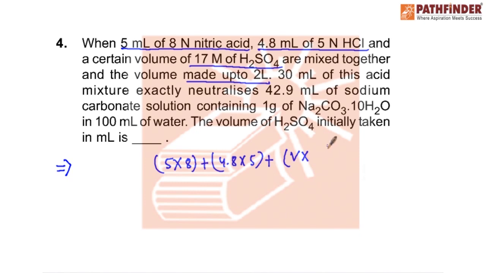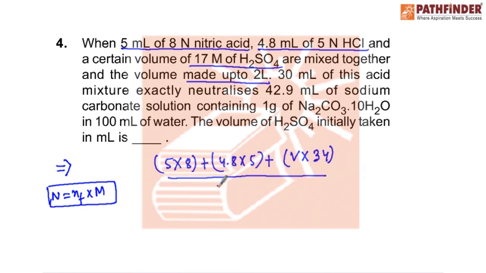Now see, we are taking the concentrations in normality, but the concentration of sulfuric acid is given in molarity, so you will just convert it into normality. So how can we do that? As you all know, normality is equal to n factor times molarity. The n factor for sulfuric acid, as we just showed, is 2, so it will be 34. Now we have added the V1N1 terms. Now the total volume of the solution is made 2 liter, that is 2000 ml. So this is the resulting concentration when we mixed all the given acids.